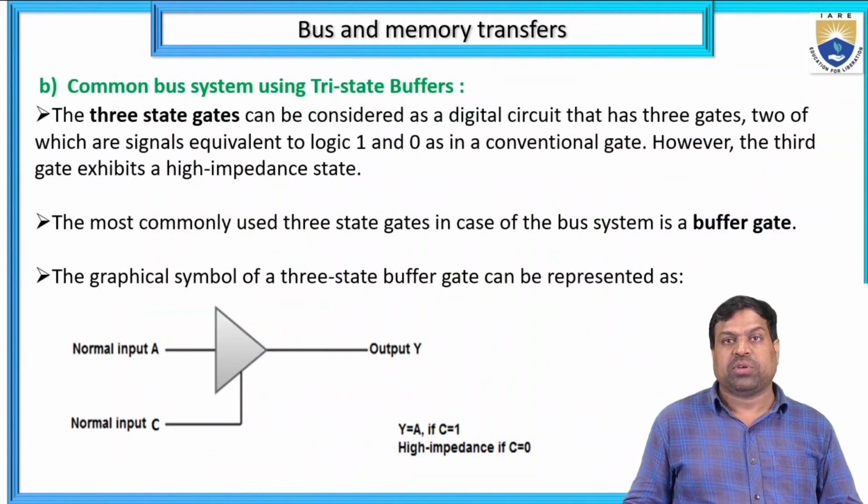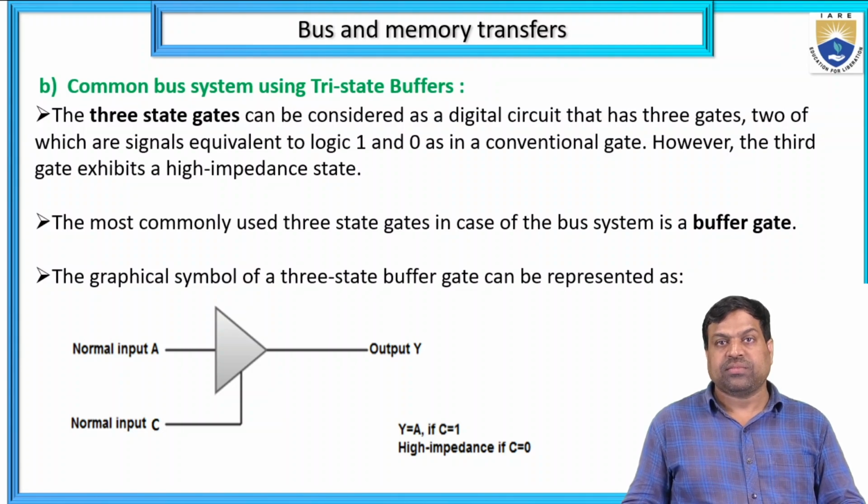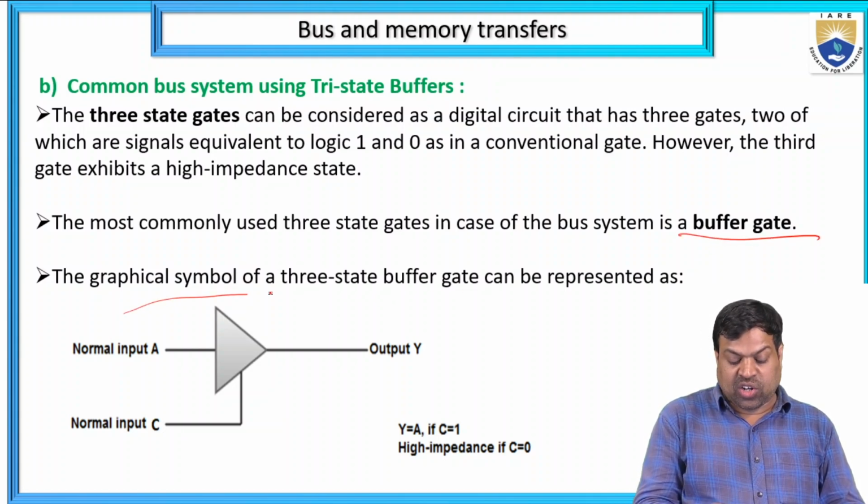And the second one is a common bus system using tri-state buffer. The 3-state gate can be considered as a digital circuit that has 3 states, 2 of which are signal equivalent to logic 1 and 0 as in a conventional gate. However, the third state exhibits a high impedance state. The most commonly used 3-state gate in a bus system is the buffer gate.